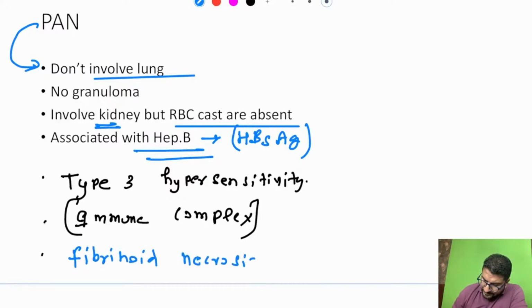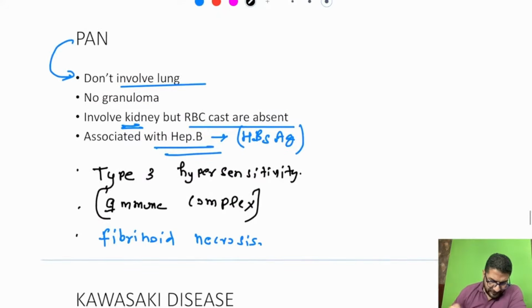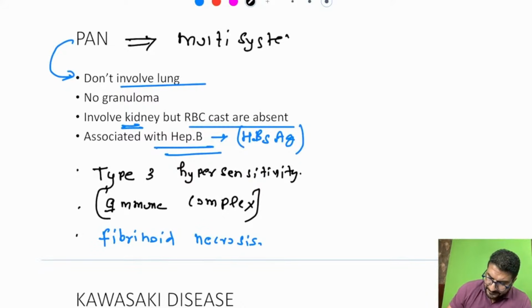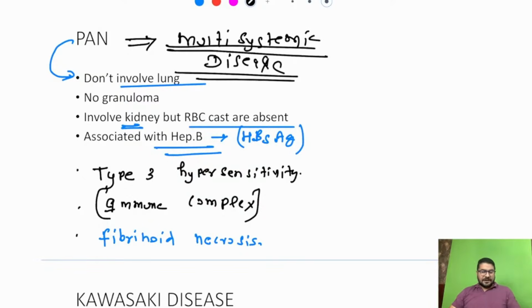So a medicine question has not been asked in your exam, but if they do ask, what will they ask? They will ask you: PAN is a multisystemic disease. Multisystemic means it will affect the arteries of multiple organs. So now what will they ask you? They will ask you what is the cause of death. So this is my expected question.